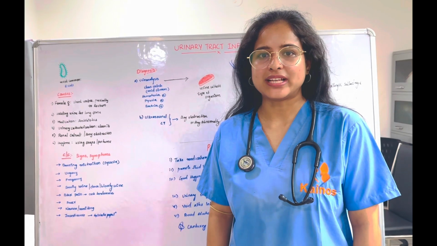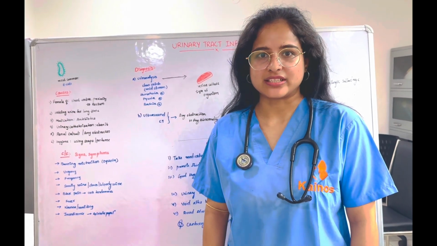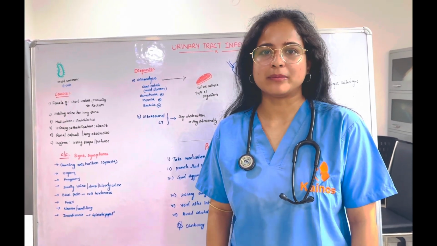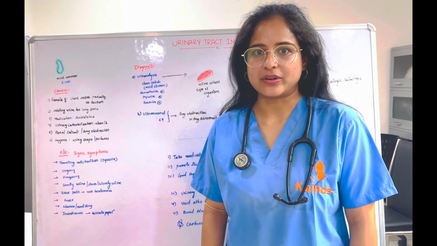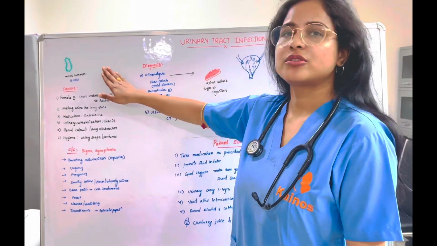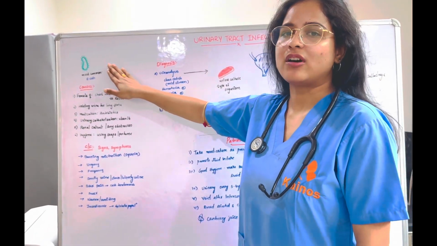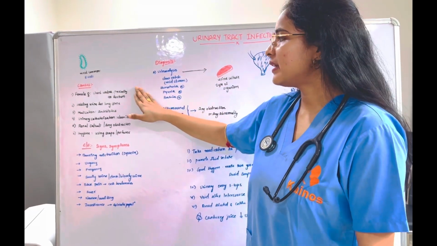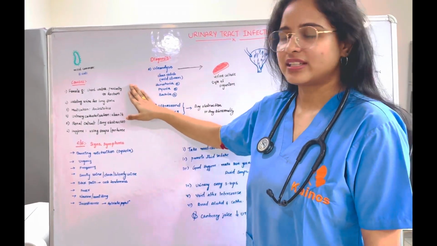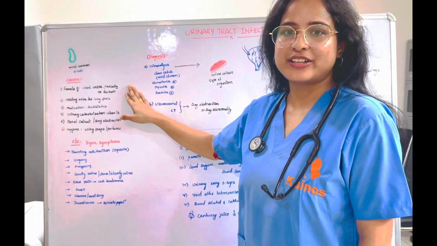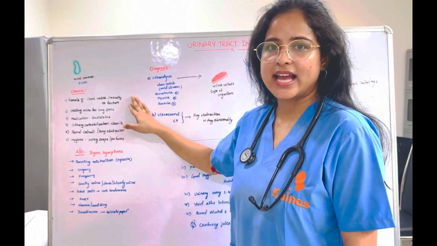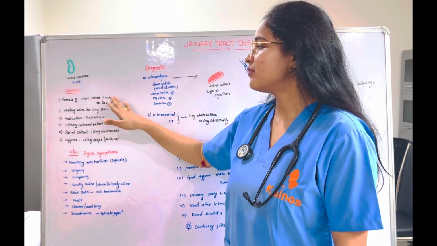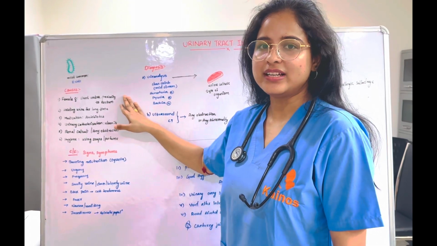Today I am going to talk about urinary tract infection, which is the most common problem females face today. It is most commonly caused by the bacteria called E. coli. The most common risk factor of urinary tract infection is being female. The gender itself is a risk factor because females have a short urethra, which is in closer proximity to the rectum.